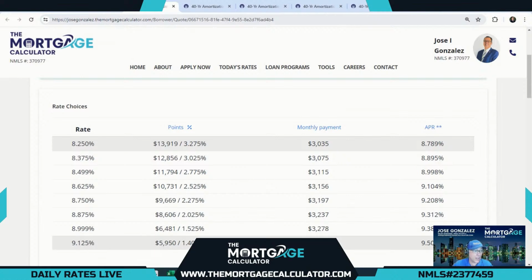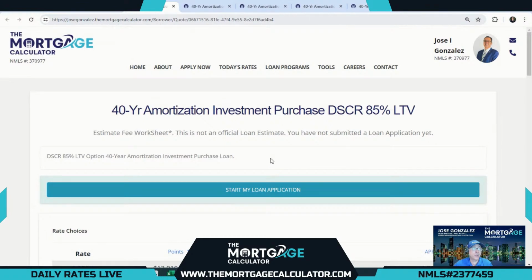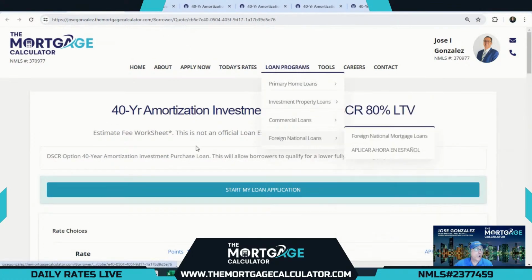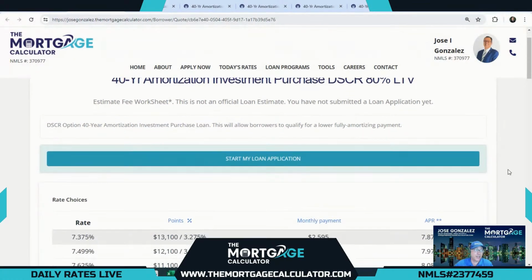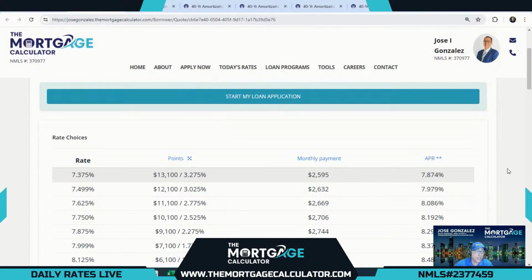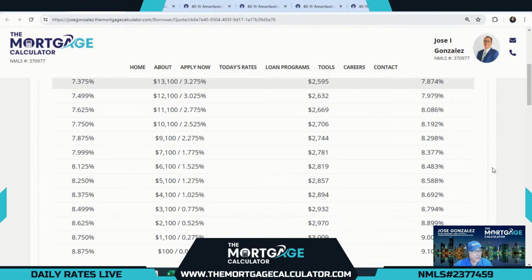9.125 is our lowest cost option, 1.4 points. And you can buy that down all the way to 8.25% for our DSCR 85% LTV, 40-year amortization option. And then for our 80% LTV, 40 years. So now we drop the LTV to the more standard 80 from the exotic 85%. That's our unicorn, right?